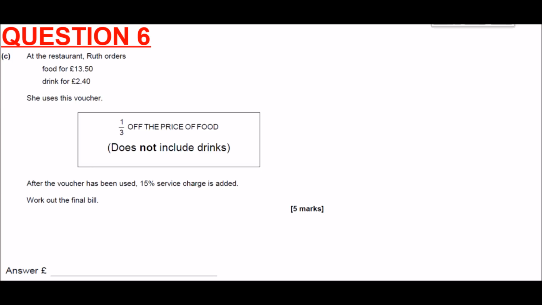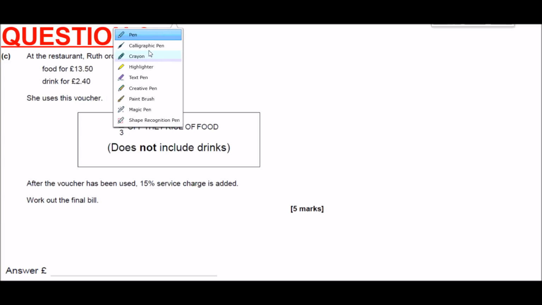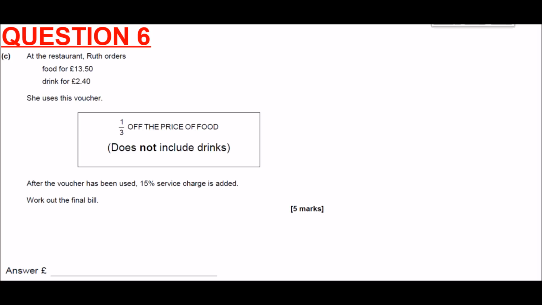6C is a special offer now. So the special offer says 1/3 off the price of food. So the price of food isn't 1/3 of what it normally is, it's 1/3 off. So the reduction is going to be 1/3. So food was £13.50 on Ruth's order. Pay special attention to the fact that the offer doesn't include drinks. So don't be thinking you can take a third off of drinks, because we can't.